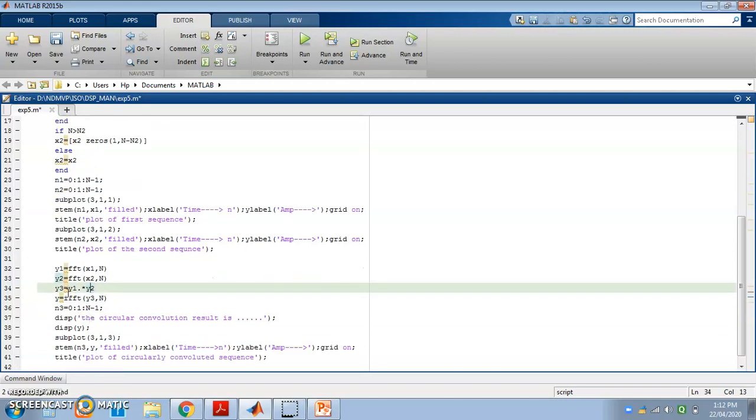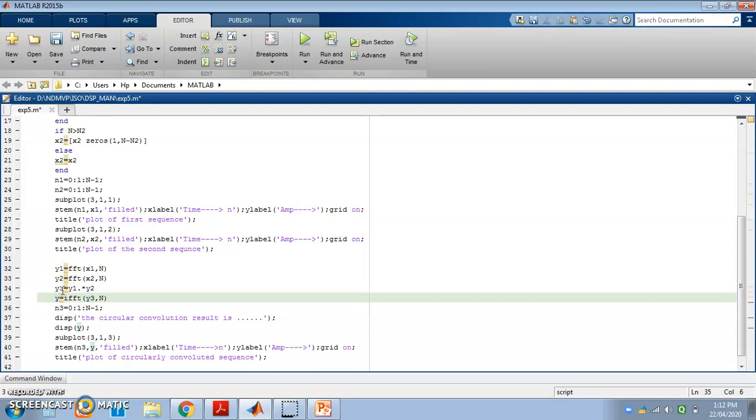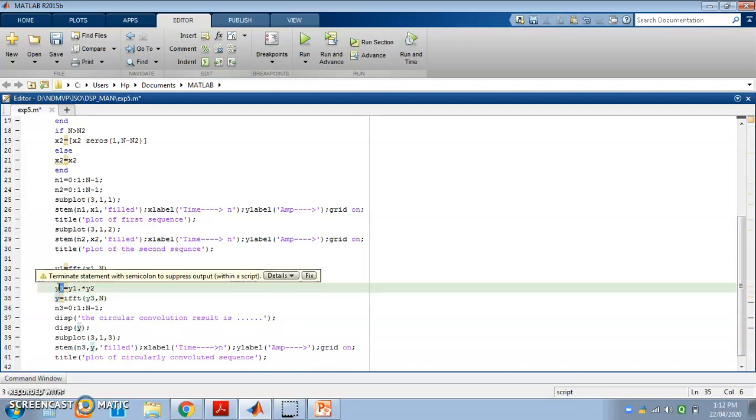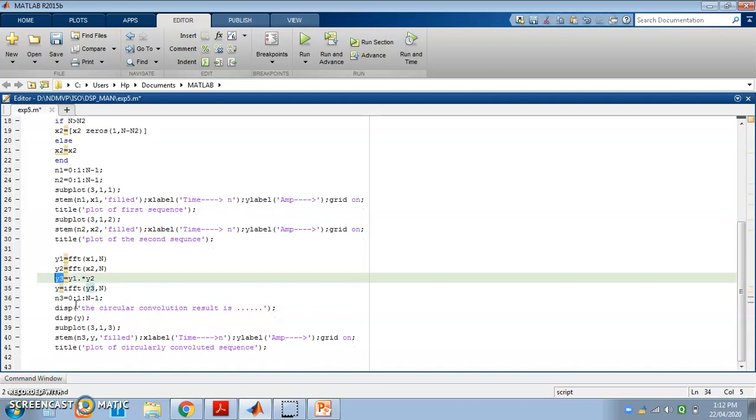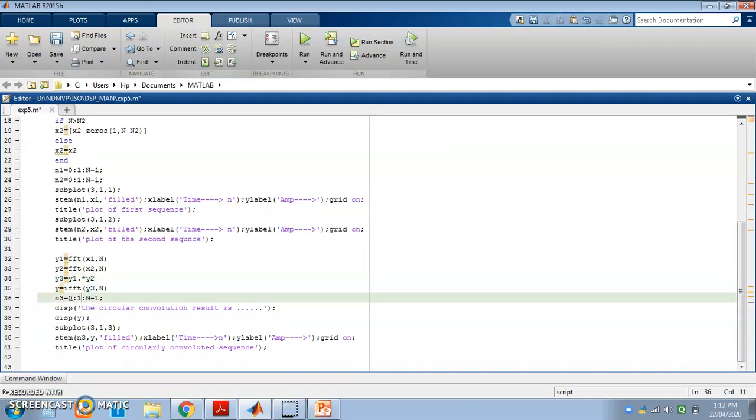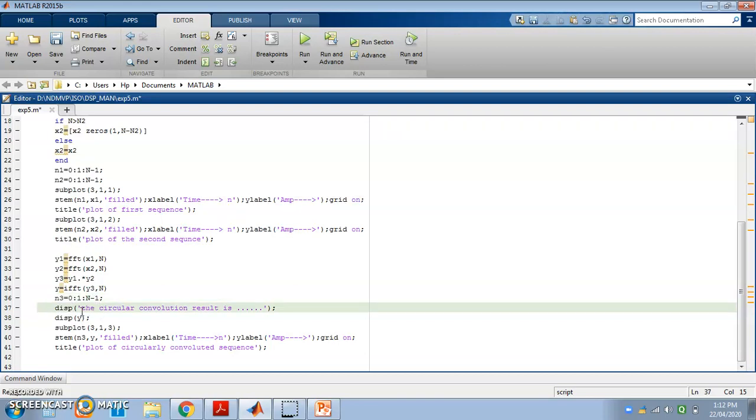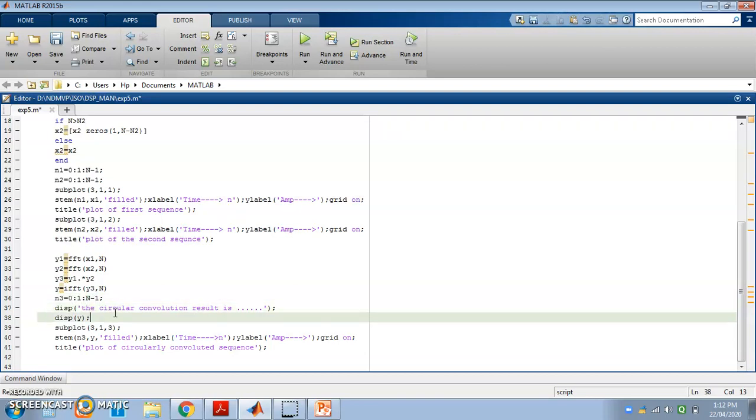This is the multiplication in the frequency domain, so it is the DFT of the circular convolution sequence. In line number 35, I take the IDFT of the sequence y3, and if we plot that sequence with respect to small n, from 0 to N minus 1, the result we have plotted is nothing but the circular convolution.